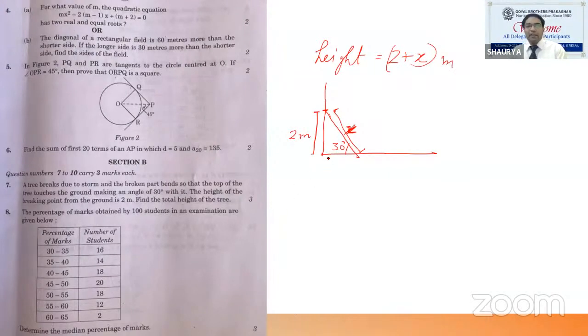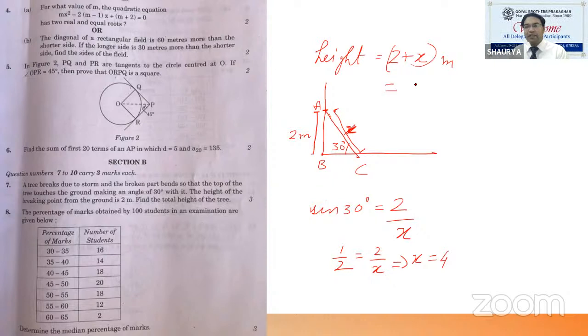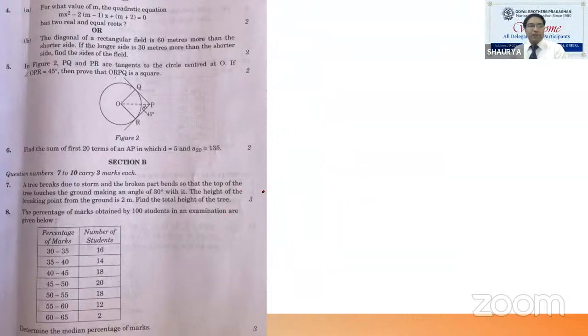Okay, so we can apply trigonometry to this right angle triangle. Let's call it ABC. Since we are asked the hypotenuse, we should not use the tangent. Let's use the sine. Since sine 30 includes both the sides, we have here perpendicular, which is 2, divided by hypotenuse, that is to be found, x. Sine 30, as we know, is half, equal to 2 upon x, which gives us x is equal to 4. So we have already got this length x, the broken part of the tree. So the height of the tree is simply 6 meters. Simple question, right?